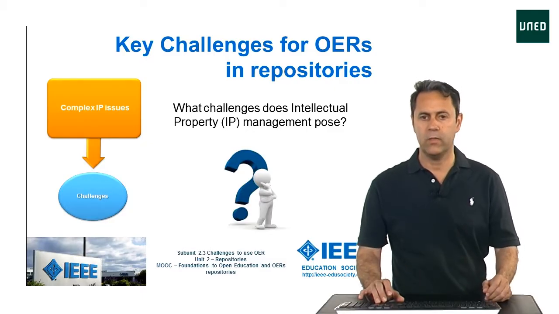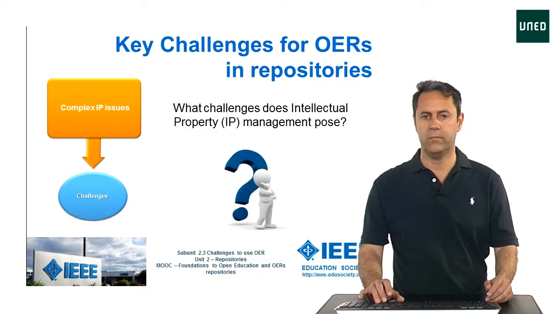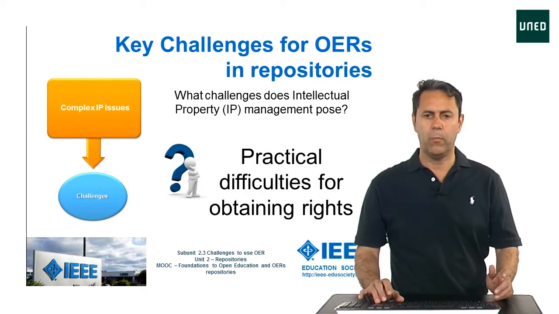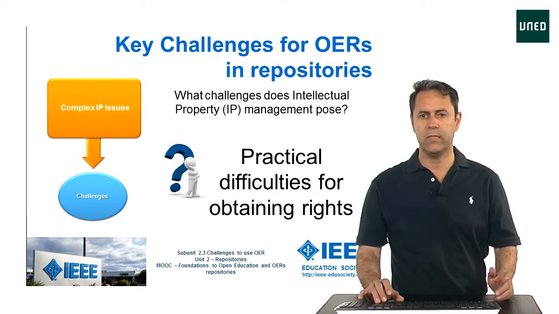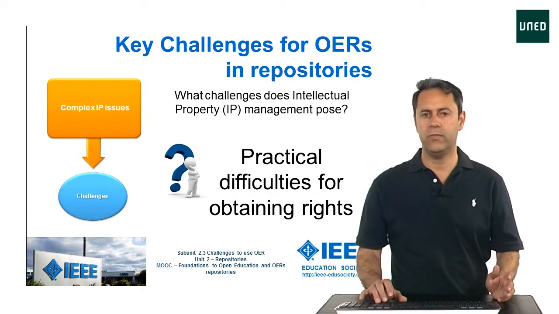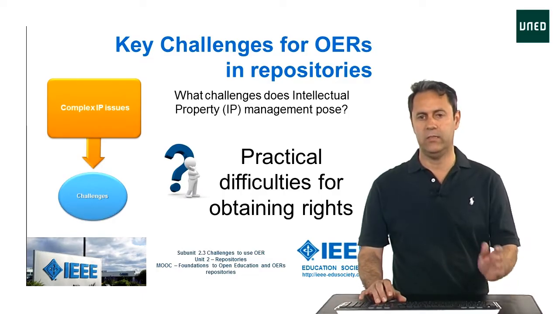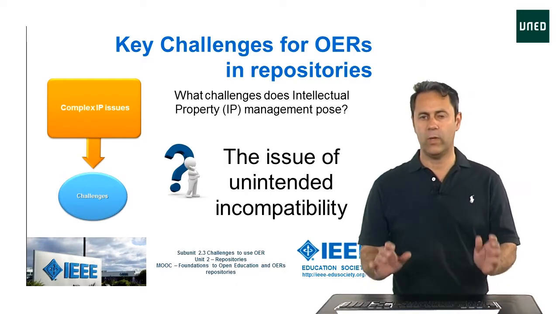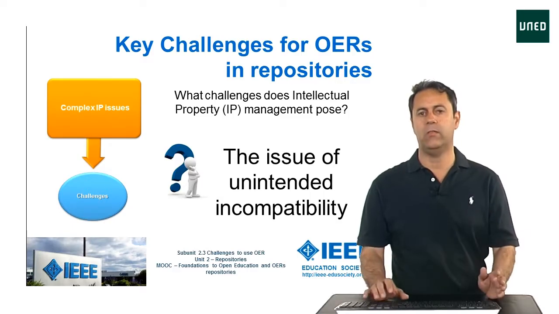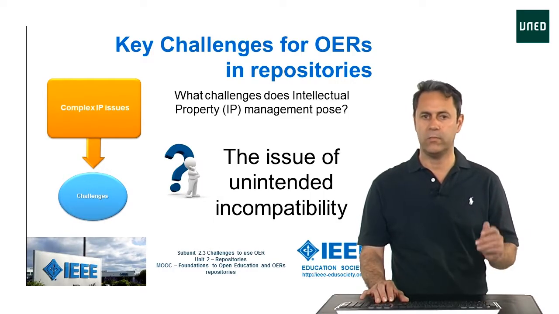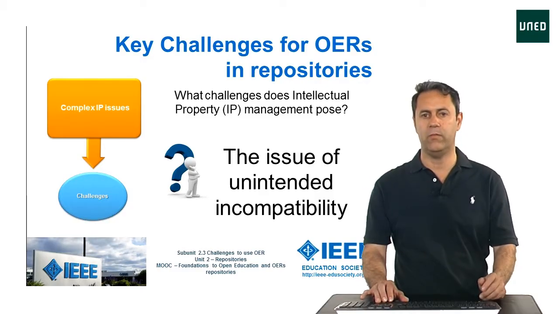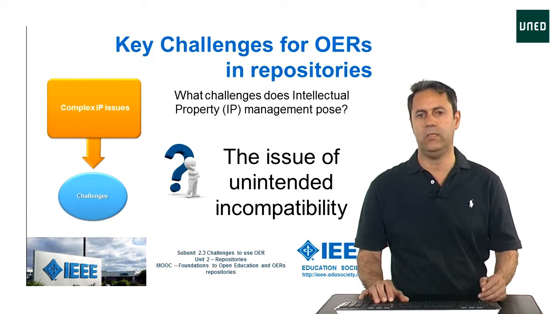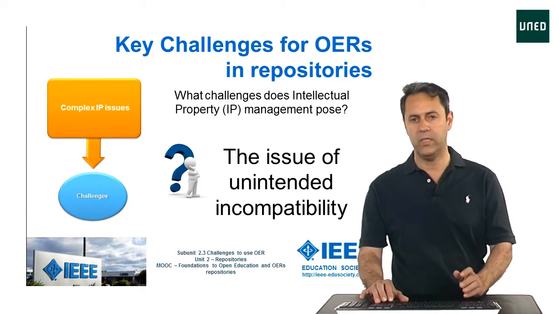This is the question. What challenges does intellectual property pose? Firstly, practical difficulties for obtaining rights. That means sometimes it's difficult to find the appropriate license holder for the open educational resources. Then, next, the issue of unintended incompatibility. That means that once we have decided the license holder, sometimes it's not appropriate to use the same holder for all the contents because there are incompatibilities depending on the material, text, videos, or image.